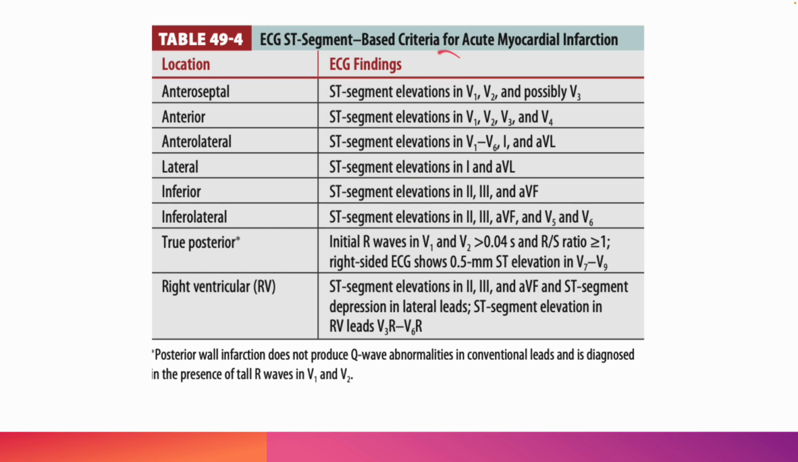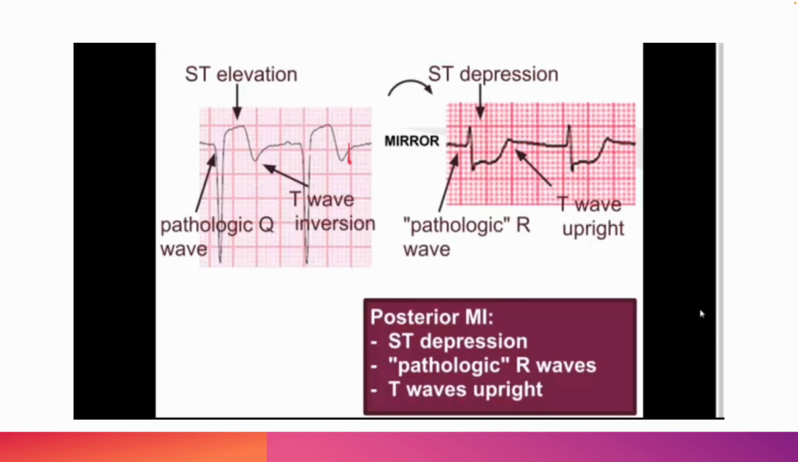Now this is a summary again of the leads. This was the one we talked about, the posterior MI. So we said in the posterior MI you would look at the anterior wall. And the reason is, for example, if there was a posterior MI, there would be an ST elevation in posterior leads. But we don't have posterior leads in a classic 12 lead ECG.